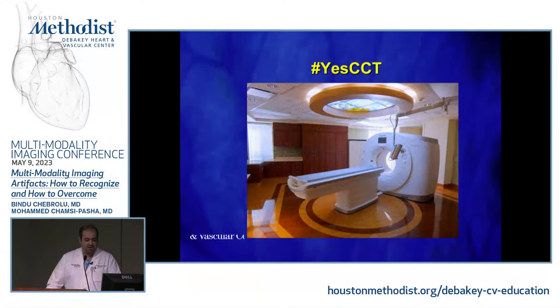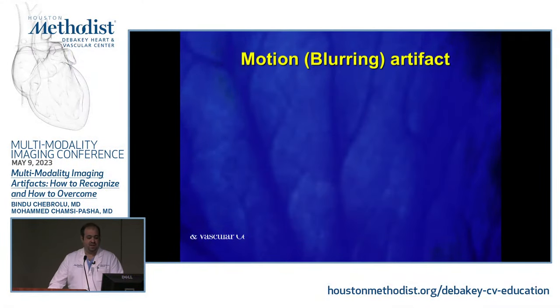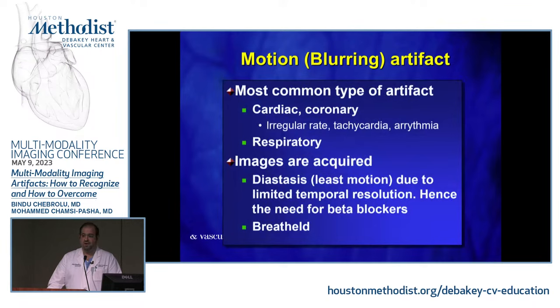So starting with cardiac CT and mentioning a little bit about motion or blurring artifact, which is the most common artifact we see. And the motion can be either from the heart itself, cardiac, or the coronary arteries, which are moving during various phases of the cardiac cycle. Irregular heart rate could be a factor versus fast heart rate versus arrhythmias, especially atrial arrhythmias. Respiratory motion could also introduce another source of artifact.